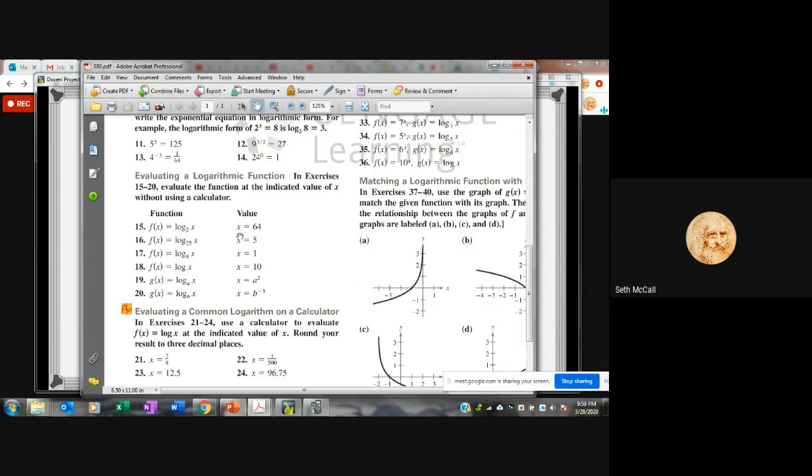The first thing I want you to see here is we have f of x equals log base 2 of x. We are going to substitute 64 in for x. So our problem is going to be f of x equals log base 2 of 64. I'm going to switch you over there now.